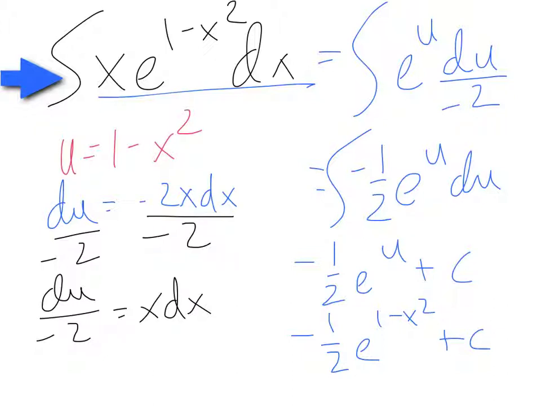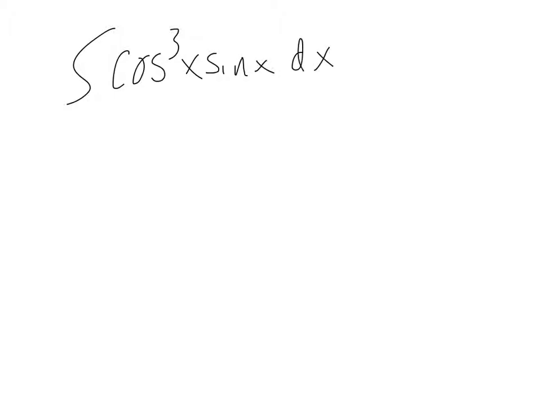Okay, one more. Let's say that we had this function. We said integrate cosine cubed x sine x dx. When you get something like this, what you want to substitute in for is the trig function that's inside the power, whatever the power might be. And so for this, we would say that u is equal to cosine of x. That means that du is equal to negative sine x dx.